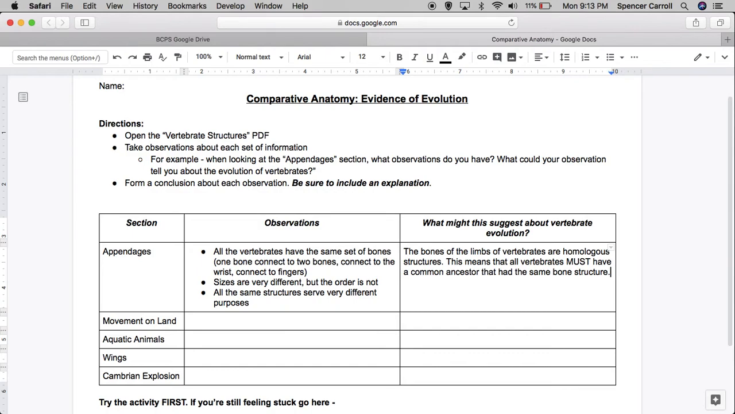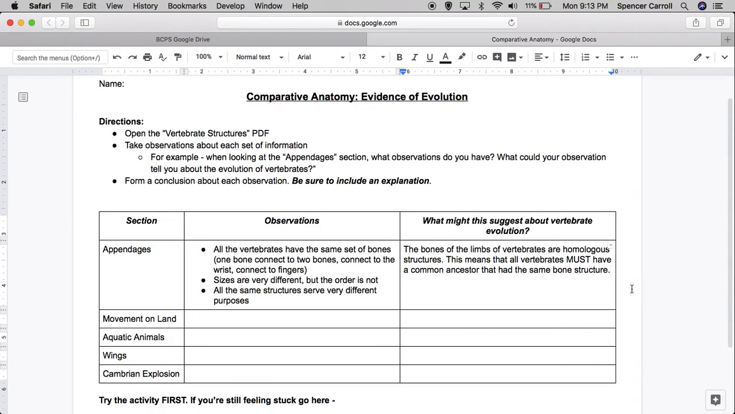It's honestly quite impossible that you could have 5 different groups of animals all evolve the exact same bone structure. Really, the only way that's possible is if they had a common ancestor that had that 1 bone connected to 2 bones connected to the wrist and the fingers. If they all had that ancestor, that would make sense why they all have the same bone structure.